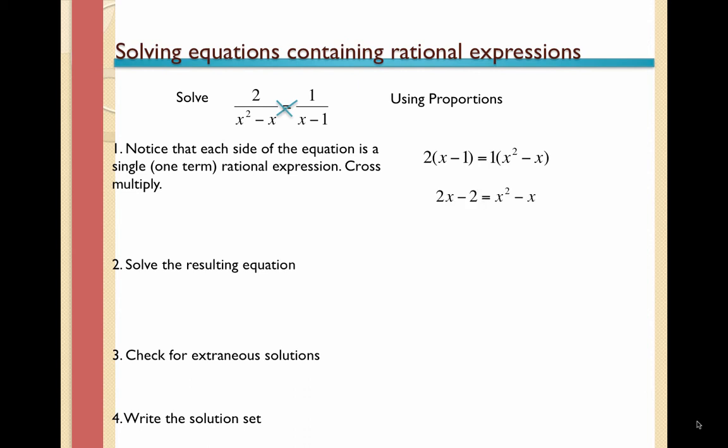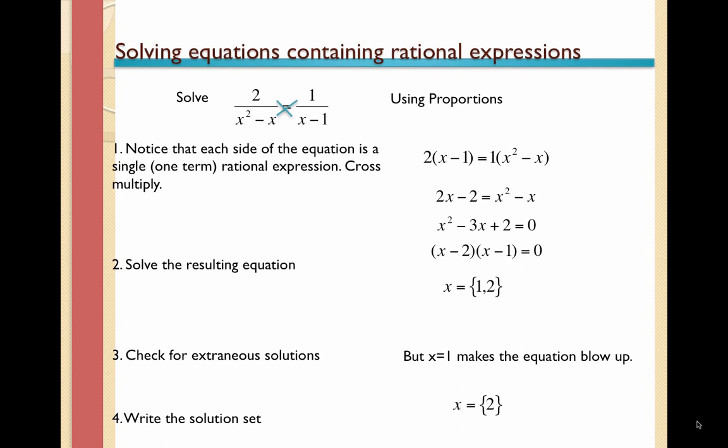From there, it's a matter of distributing, collecting all your terms onto one side and a 0 on the other side because this is a quadratic, so we'll solve it like a quadratic. You can use the quadratic formula if you want. I find factoring to be easier, and this one easily factors. This leaves us with two solutions. Now you'll want to try both of them in the original equation, and when you do, you'll find that when x is equal to 1, we end up with a divide by 0. So that makes 1 an extraneous solution. So we really only have one solution, x is equal to 2, and we call 1 an extraneous solution.